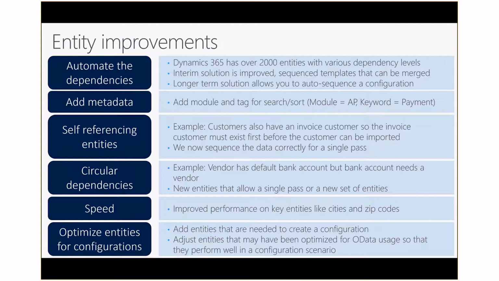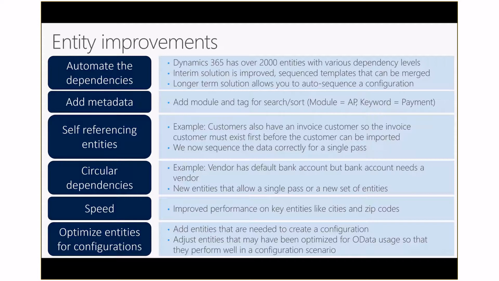Another issue that we had is something called self-referencing entities. A good example is a customer. A customer has a customer number, but a customer also has an invoice customer. If you didn't have that invoice customer already loaded and you tried to load the customer, it would fail because it says, hey, that invoice customer doesn't exist. The only way for you to do that was to do it in 2 passes and load those invoice customers first, or hopefully sort the file in the right order and maybe not make a mistake.